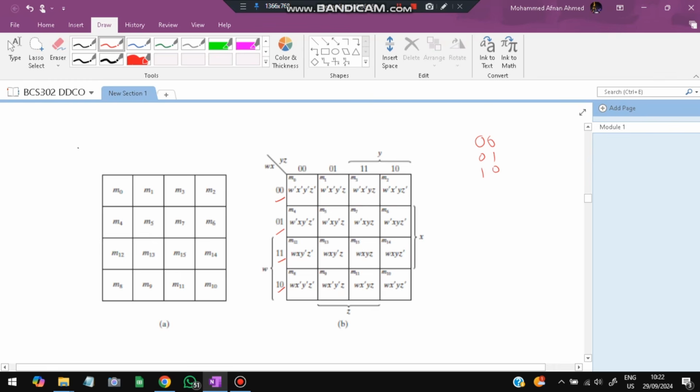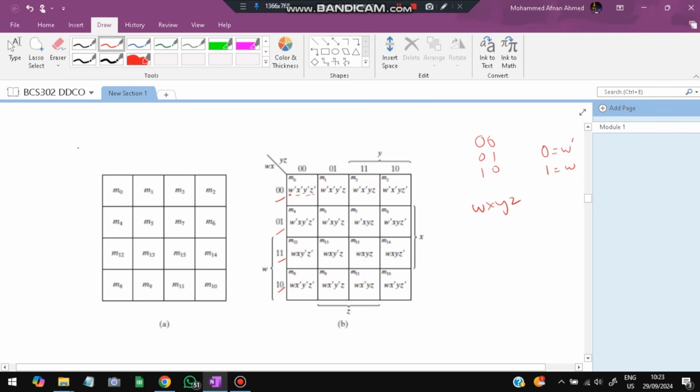So as you can see, here we have the w x y z. First we will be writing w x y z. That's the first rule. In every cell we will be writing w x y z. Now based on the value, if it is 0, we'll be writing a bar like this. If it is 1, we'll be writing it as such.